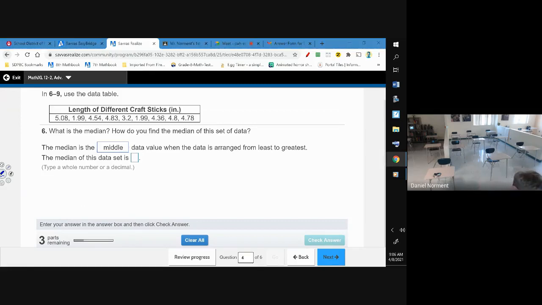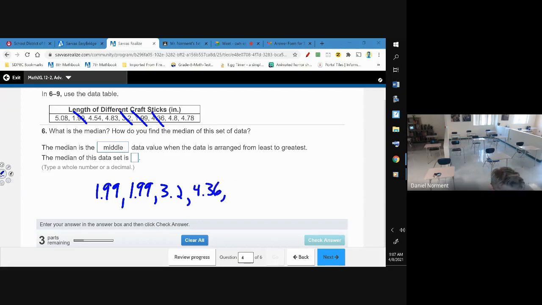I see a couple of 1s, so I'm going to go here. And then I see a 2. Nope, no 2s, but I do see a 3, and it's 3.2. I don't think I'm going to have enough room, so let me move over here. And then I see a 4. Now, the 4s, you've got to be careful. There's a 4.36, and then I have a 4.54. And then I have a 4.8. This is going to come before this. Think of that as 4.80, and it will make it look smaller than 4.83.